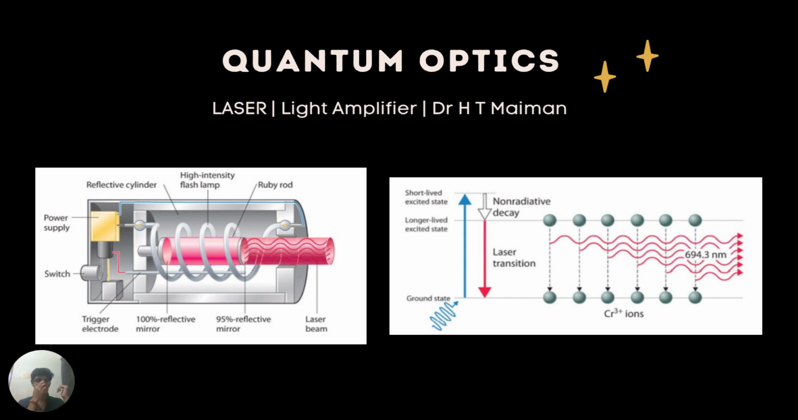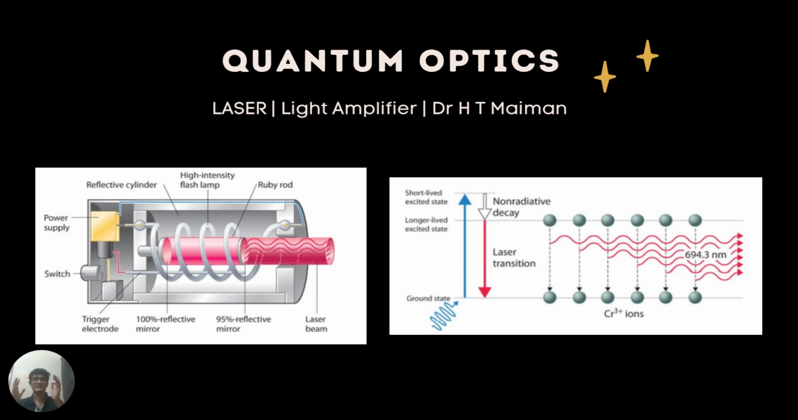Laser is actually an acronym which stands for light amplification by stimulated emission of radiation. The picture you are seeing here is the experiment apparatus used by Dr. H.T. Maiman, who started this pioneering laser technology, wherein he used a ruby rod in a reflective cylinder, a high intensity flash lamp to create inversion, and the laser beam is coming out from the other end.